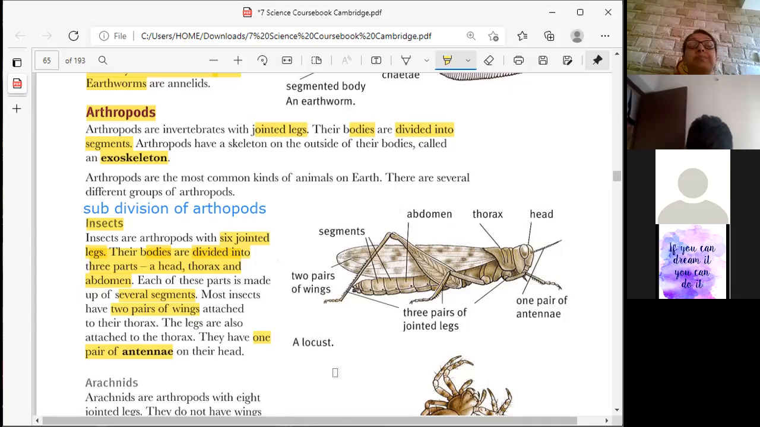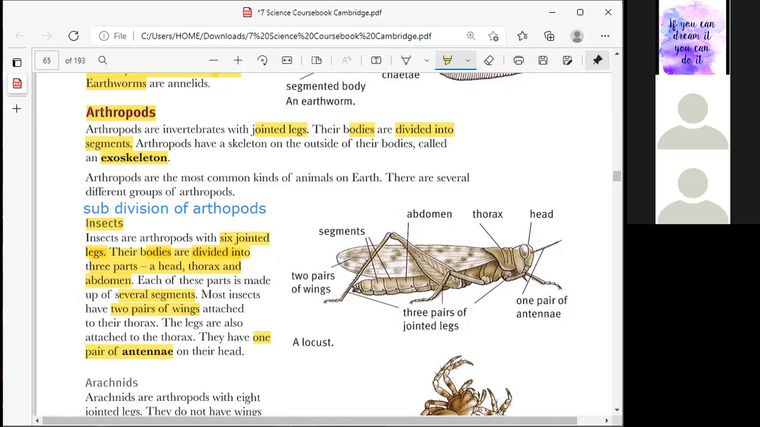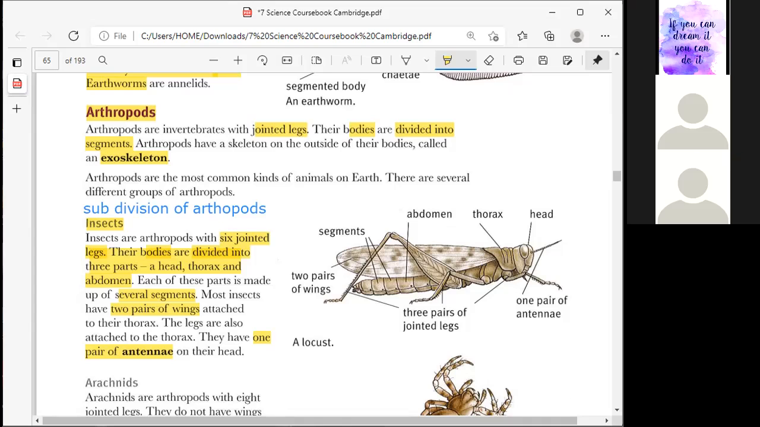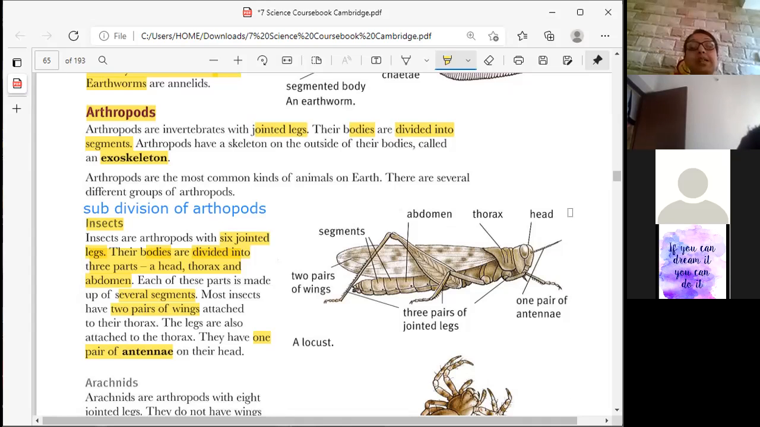Is it done? No, ma'am. I think what you all can do is take a screenshot and then write it later, because I need to do more. Okay, ma'am.